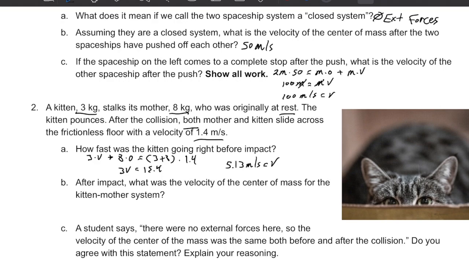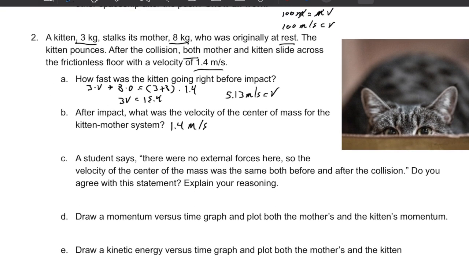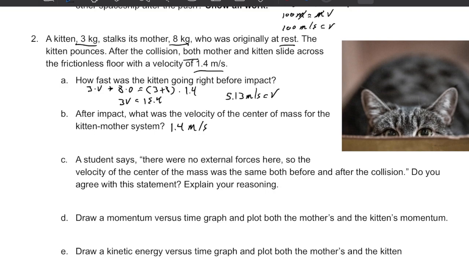After the impact, what's the velocity of the center of mass? Remember, this is a closed system, so if we know the velocity of center of mass at any point of the system, we know it at every point of the system. And on this one, after the collision, the whole system's moving at 1.4, so we know that's the velocity of center of mass.